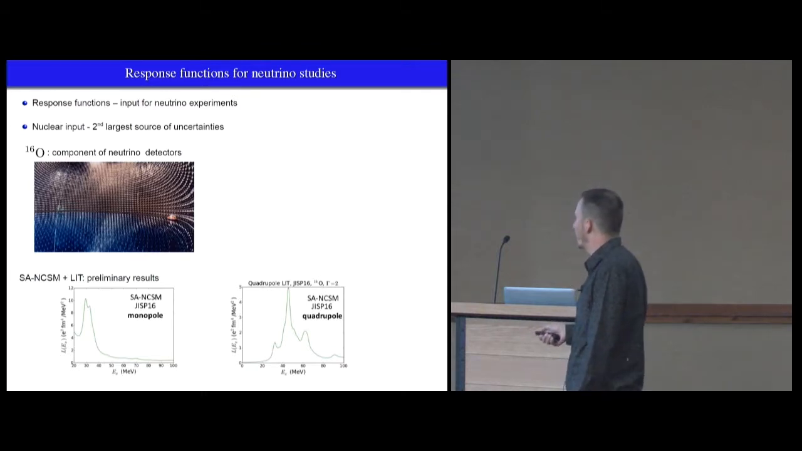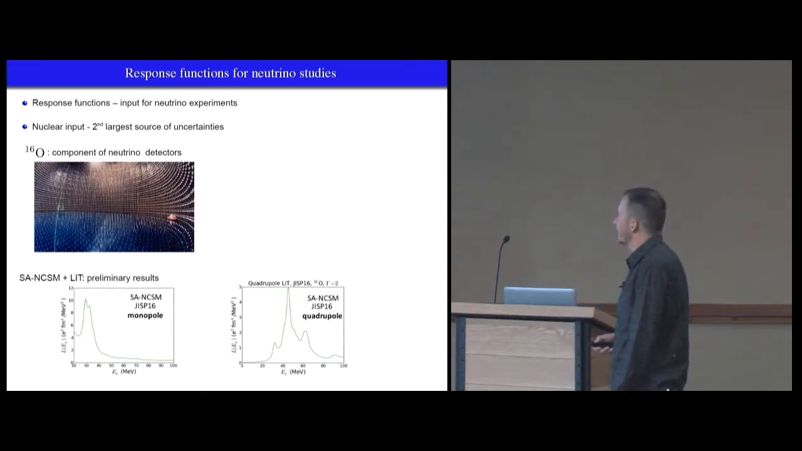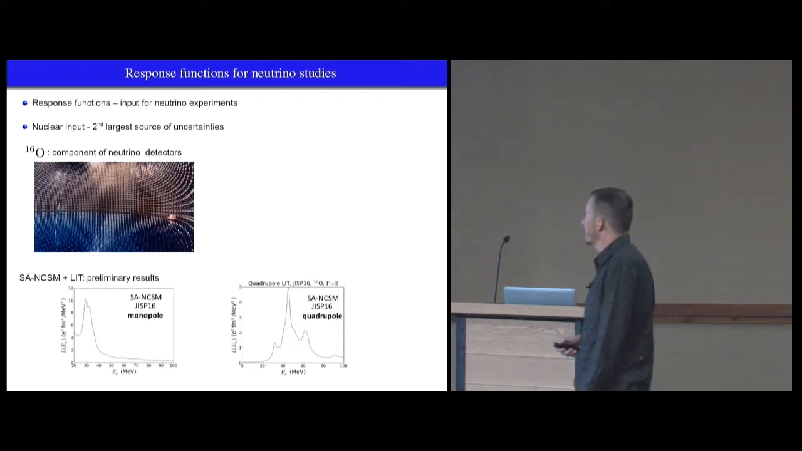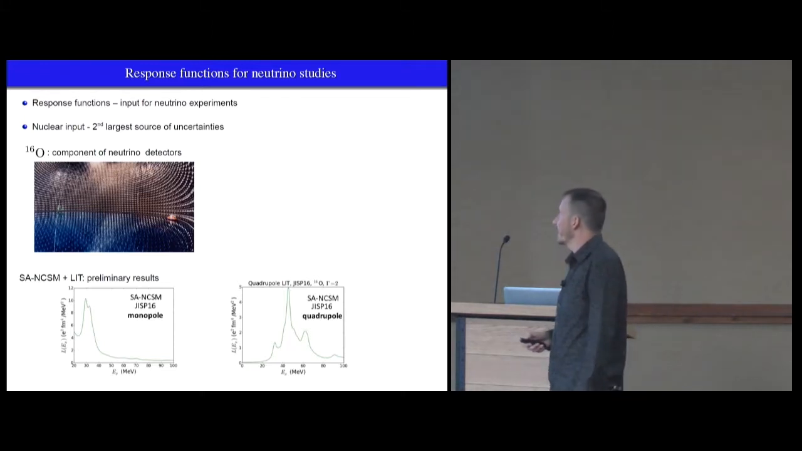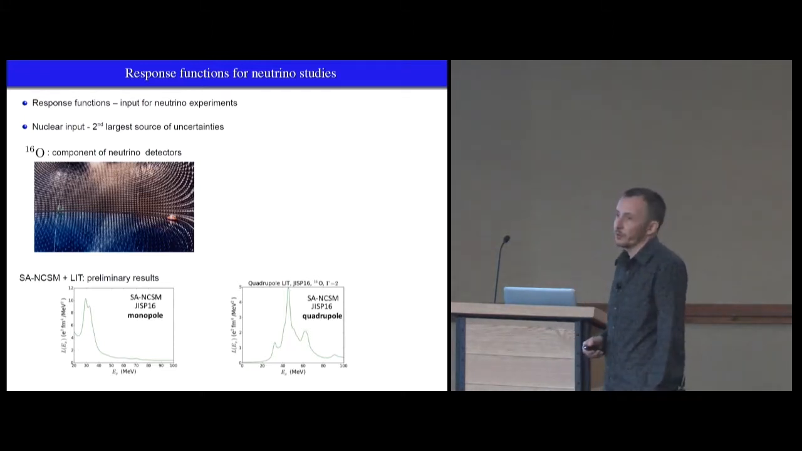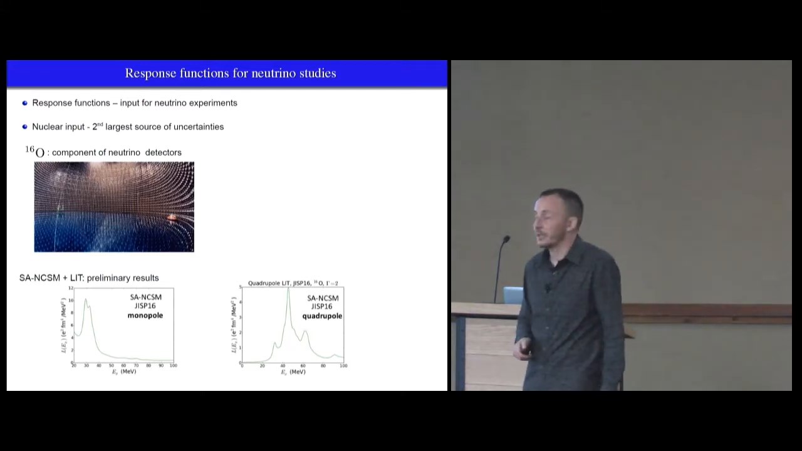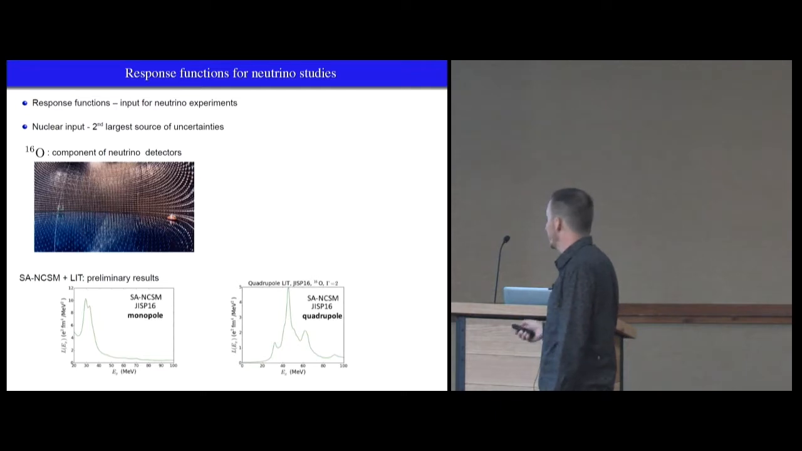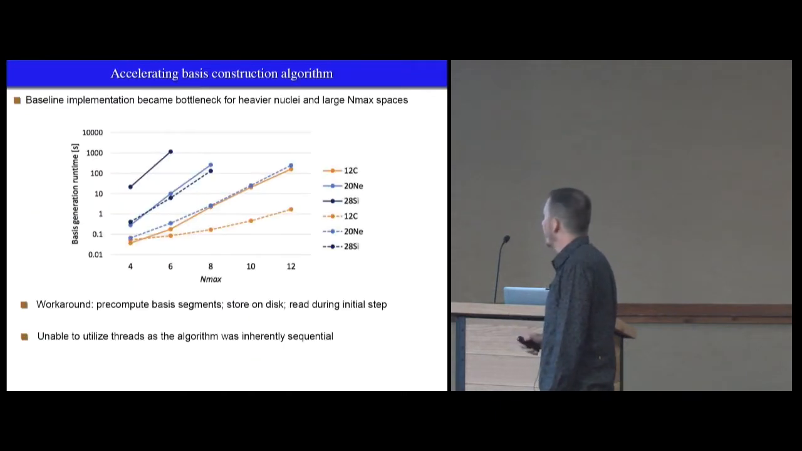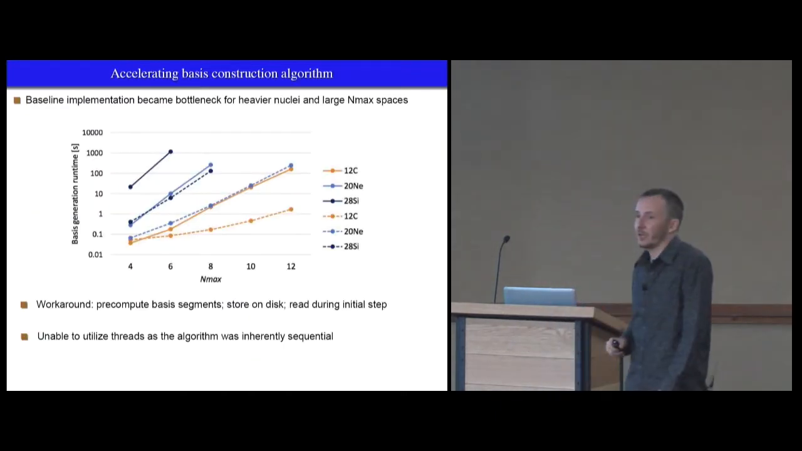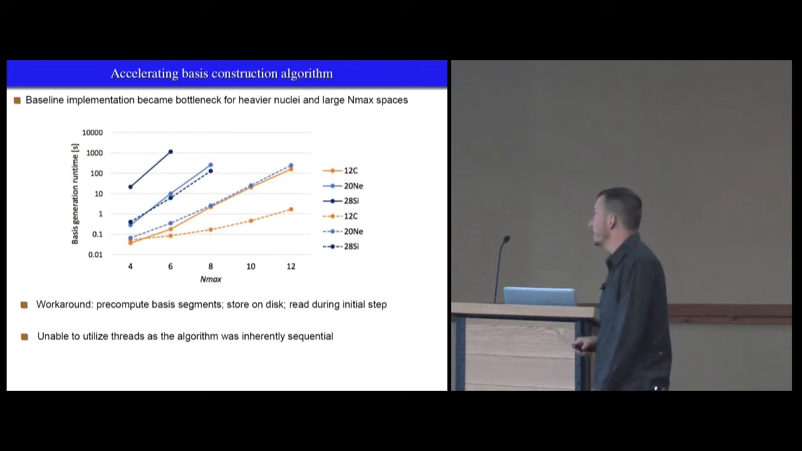Here it's for oxygen-16. In the next research, he will be looking for response functions for neutrino experiments, because nuclear input is the second largest uncertainty in this experiment. But I would like to switch gears now and talk about some of the algorithm improvements we did last year.